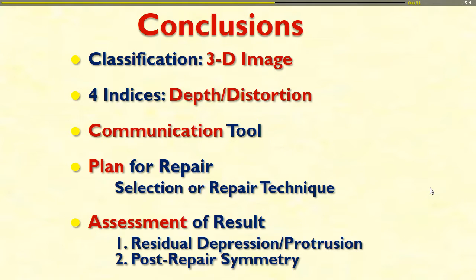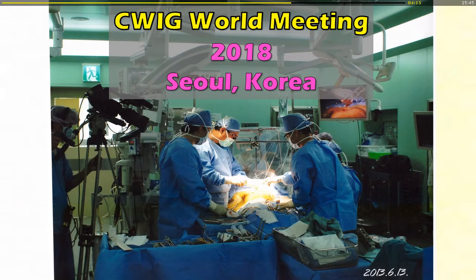In conclusion, we can imagine a 3D picture with the classification system and four different indexes, and we can communicate with this tool and plan the repair. The indexes can give volume to the deformity, so we can imagine how it looks. So that we can assess the result, whether there is any residual, or whether the repair is symmetric or still asymmetric, that kind of thing.